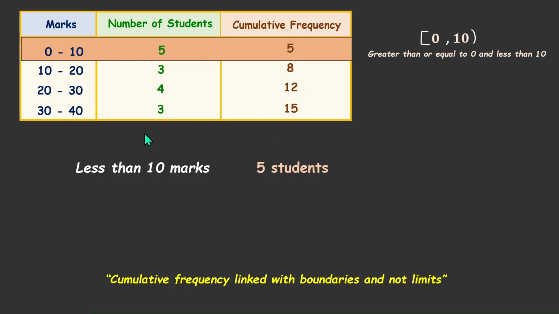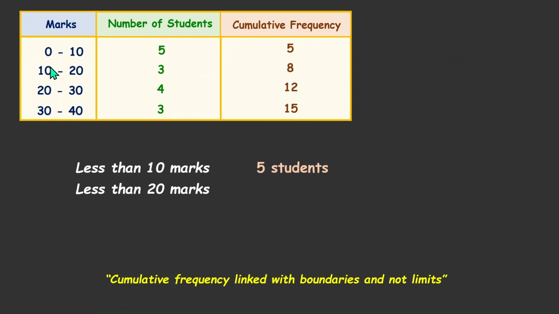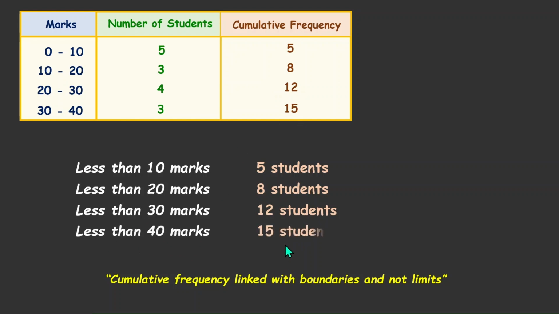Now let's see, less than 20 marks. That means we are considering both these classes 0 to 10 and 10 to 20. And that would be 5 plus 3. Or we know that the cumulative frequency is 8, so we can just write 8 students. Then less than 30 marks would be all three classes 0 to 10, 10 to 20 and 20 to 30. Now we can add 5 plus 3 plus 4, but we've already done that in the formation of cumulative frequency. So we'll just take 12. So we have 12 students less than 30 marks. And less than 40 marks would be 15 students.